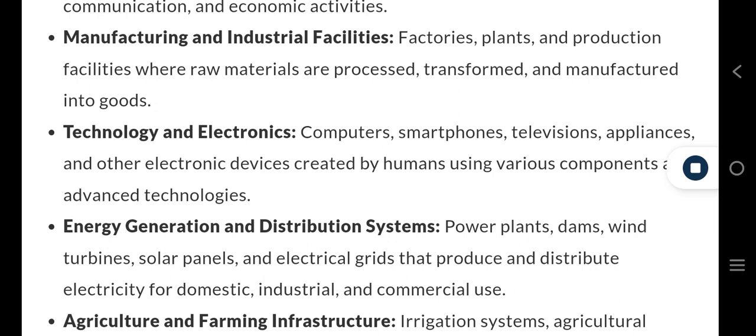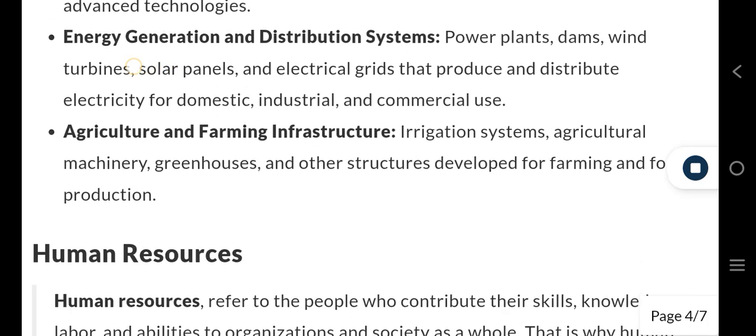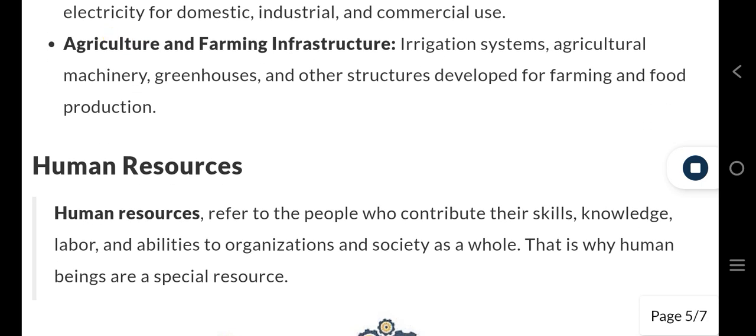Technology and electronics. Computers, smartphones, televisions, appliances, and other electronic devices created by humans using various components and advanced technologies. Energy generation and distribution systems. Power plants, dams, wind turbines, solar panels, and electrical grids that produce and distribute electricity for domestic, industrial, and commercial use. Agriculture and farming infrastructure. Irrigation systems, agricultural machinery, greenhouses, and other structures developed for farming and food production.